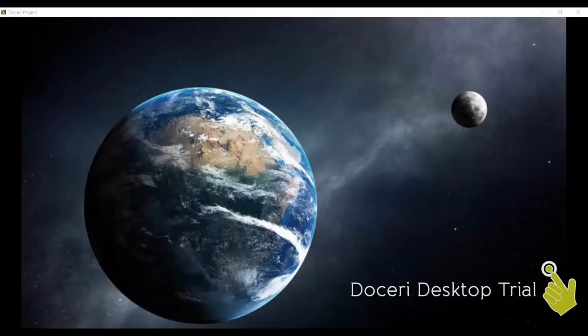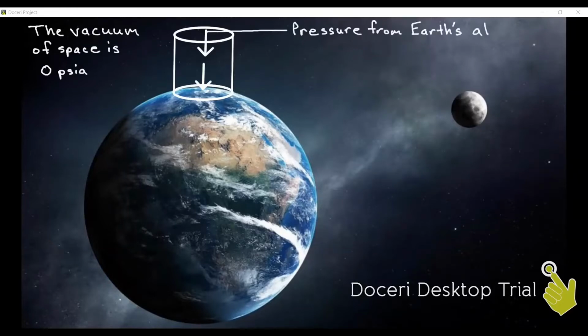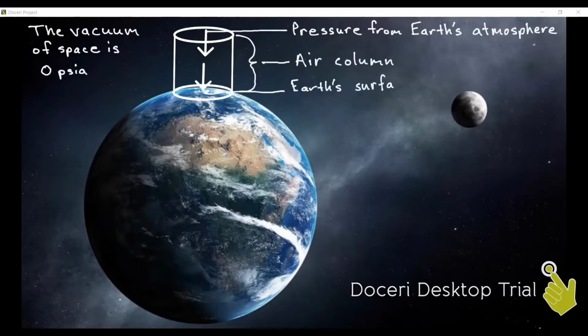We're going to be talking about pressure today, because pressure is important in the petrochemical industry. First topic about pressure is how and why does pressure exist? It exists because we're going to draw an air column in the shape of a cylinder to indicate the air column and how air pressure interacts with Earth's atmosphere.